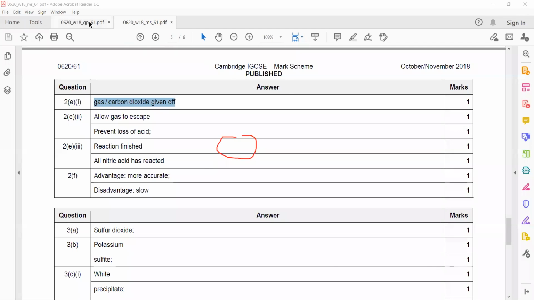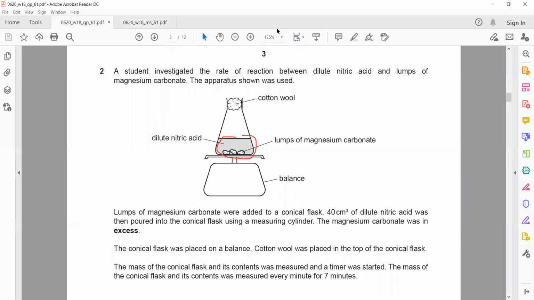Actually, what happens sometimes when a reaction between the two substances is violent, then splashing might occur. So when splashing occurs and we place a cotton wool, the acid cannot escape due to that splashing, and it will return to the flask. Only the gas can pass through. So you will not mention preventing evaporation, because evaporation is a slow process. It does not affect mass too much here for the experimental time period, only 7 minutes.